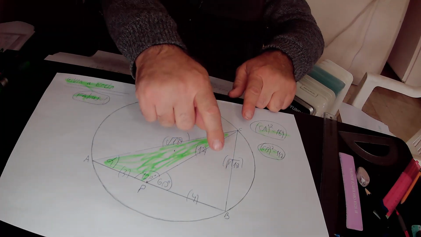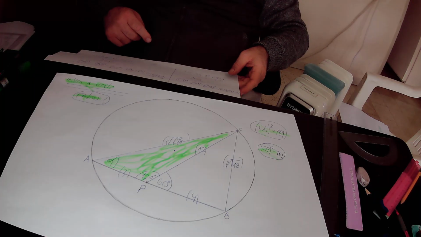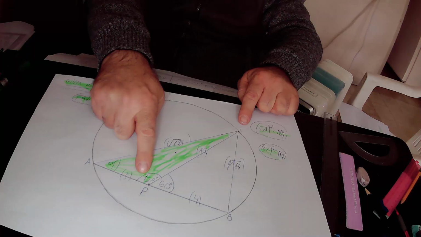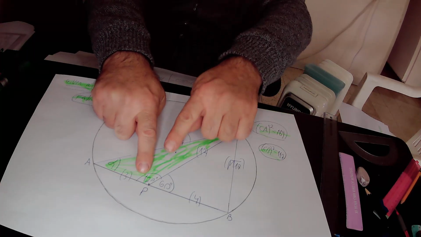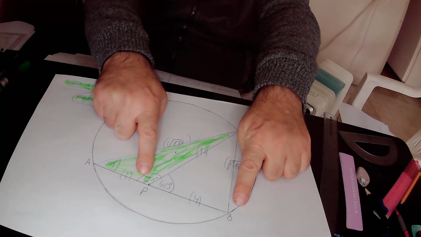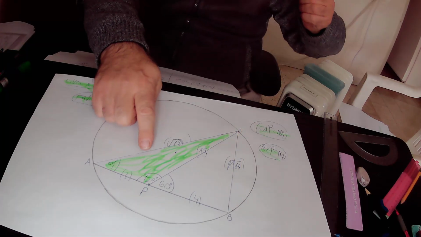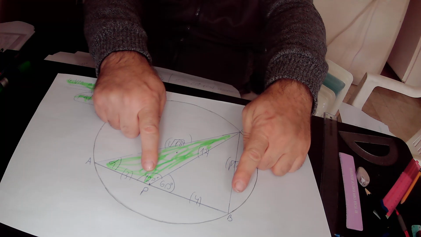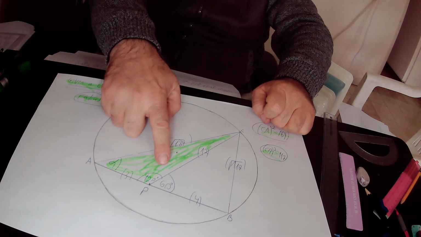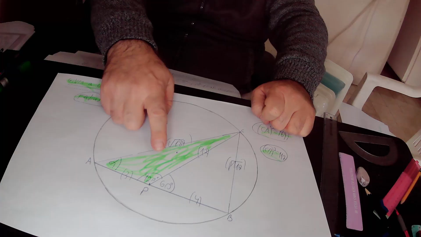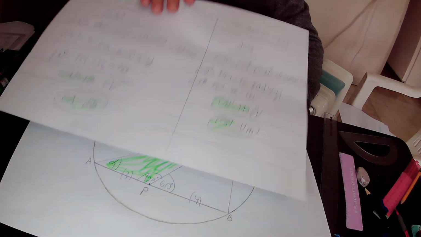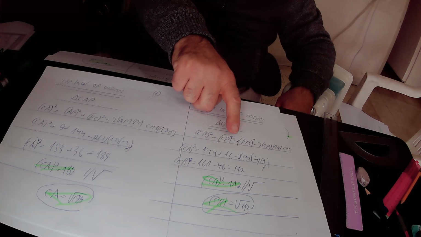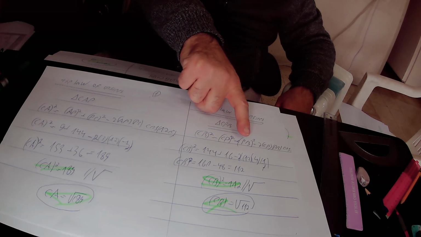CB is the missing side, so we leave it as it is, and it equals CP squared. CP is 12, therefore CP squared is 12 squared, that is 144, plus PB squared. PB is 4, therefore PB squared is 4 squared, that is 16, minus 2 times CP, which is 12, times PB, which is 4, times cosine 60 degrees. Cosine 60 degrees is 1/2. So in total, CB squared equals 144 plus 16 minus 2 times 12 times 4 times 1/2.